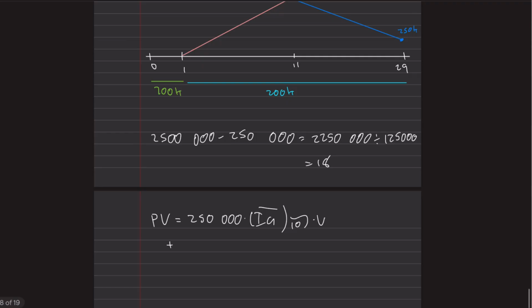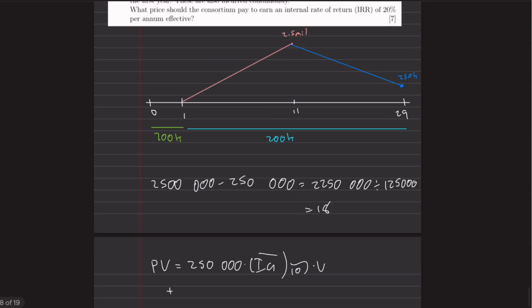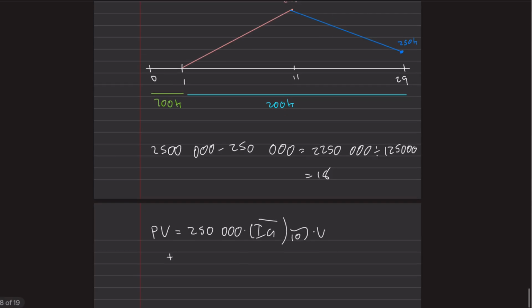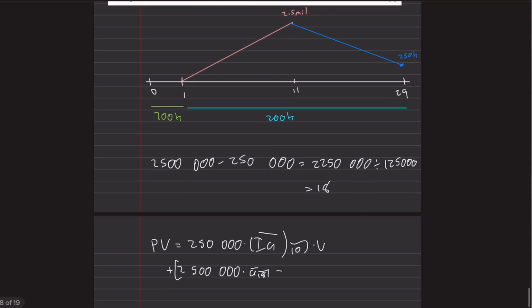Our next one is this decreasing one. So what I'm going to do is assume that it's continuous at 2.5 million, and then we're going to subtract an increasing annuity, which will slowly lower it. So I'm going to assume that it's at 2.5 million, and I'm going to say that's constant. So I'm going to multiply that by a constant annuity for 18 years. But then we have to subtract an increasing annuity, which is increasing at 125,000.